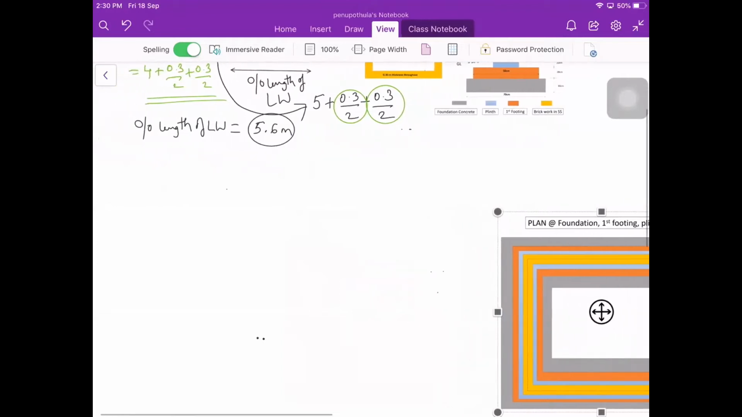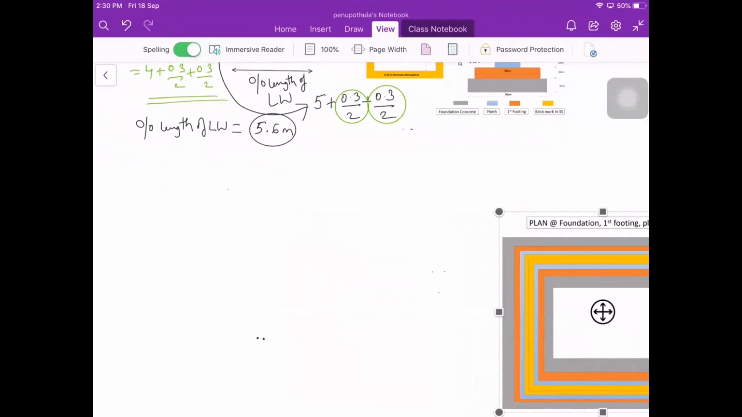Center to center line length of long wall plus half width of one side plus half width of another side of corresponding level. At corresponding level. Very good. So I will ask the remaining people now again. Okay, so as you said, very good.